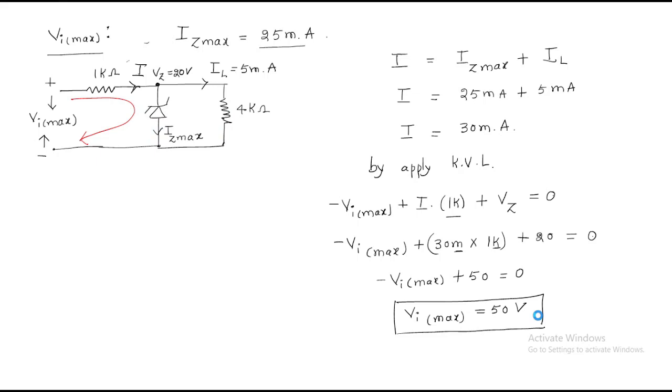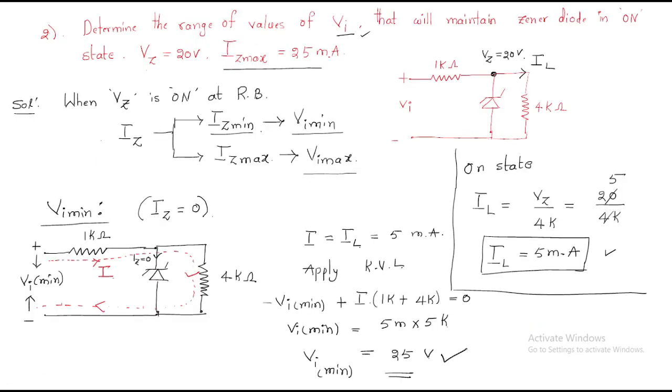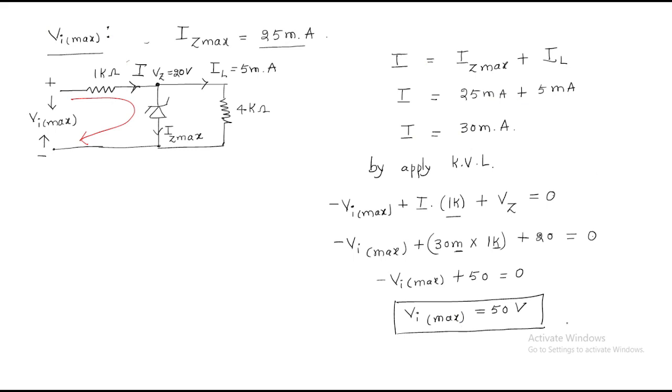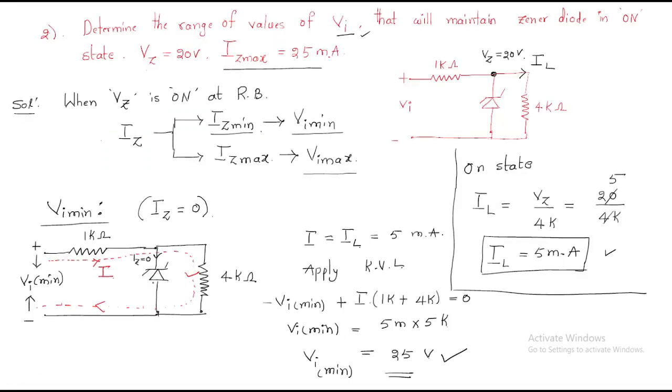First we have the minimum voltage, that is 25 volts, and the maximum voltage we have is 50 volts. So the range is 25 volts to 50 volts. This is the procedure to find the range of input voltage and how the Zener diode decides the input voltage values. And here you have to keep in mind this load is a fixed load. RL is fixed, but input is variable.